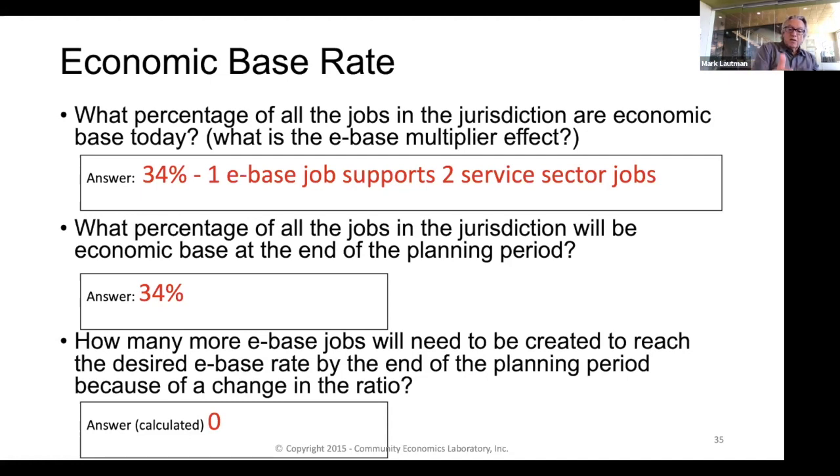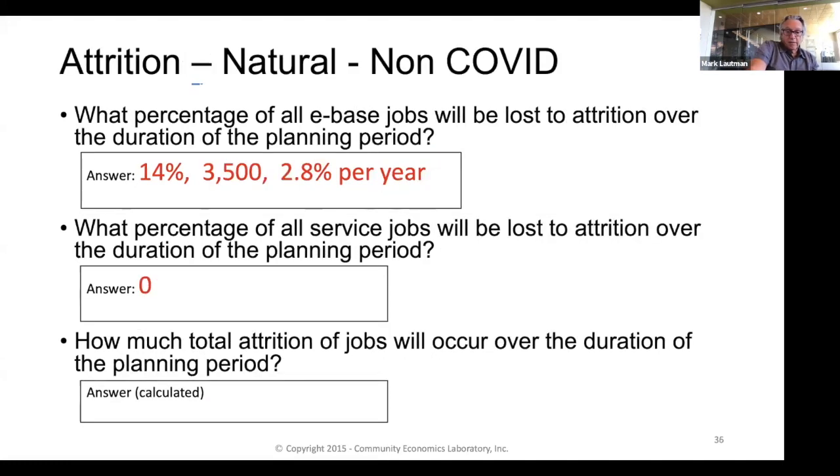So in this case, they estimated that 34% of all the jobs in the economy today were economic base. So what that means is for every economic base job, there are probably 2 service sector jobs supported by it. So a third of all your jobs are currently economic base. And again, your economic base is the key to the whole economy, because if it goes down, your service sector is going to shrink. In this case, service sector is shrinking anyway because of the lockdown. We'll get to that in a little bit.